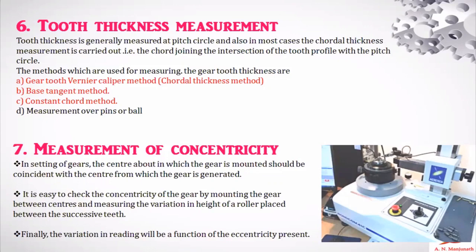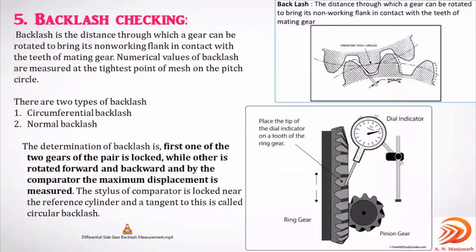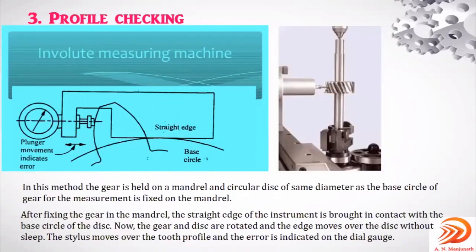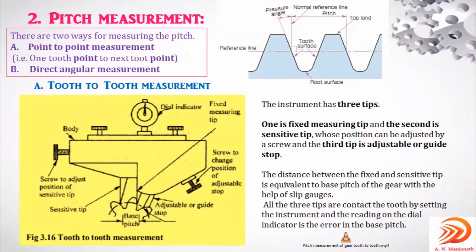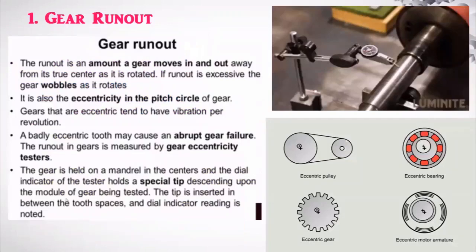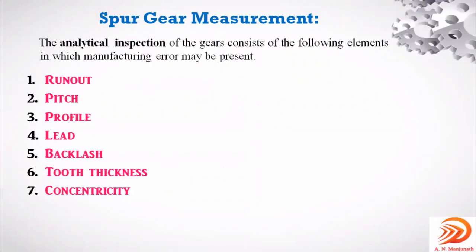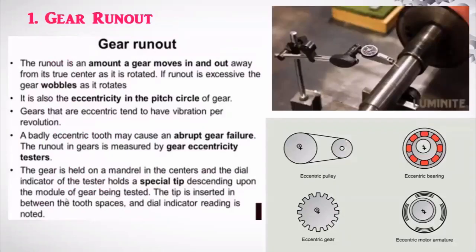So these are the seven elements which will be inspected in the given gear blank. Run out, pitch, profile, lead, backlash, tooth thickness, in the three methods we discussed already, and then the last one is the concentricity. So these are the various elements in gear inspection.